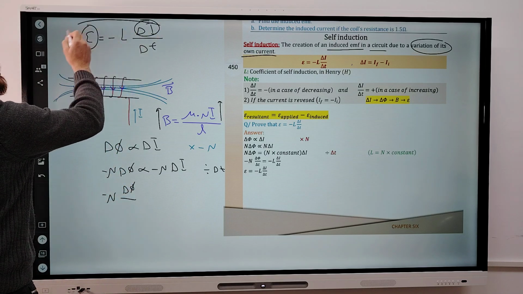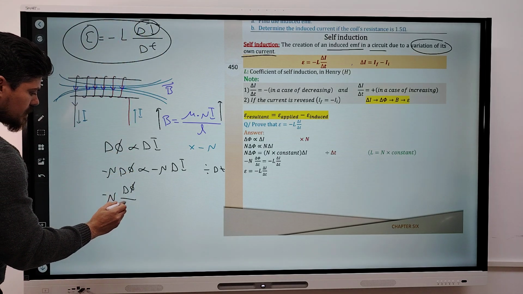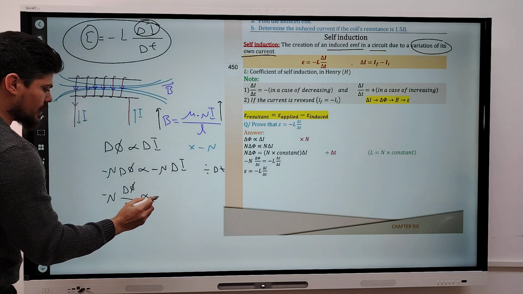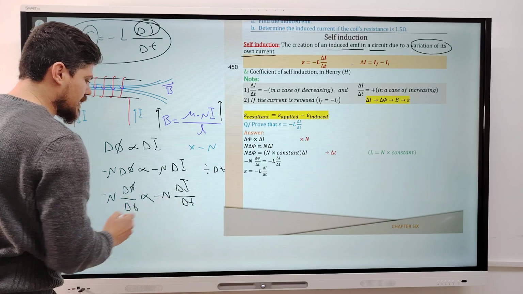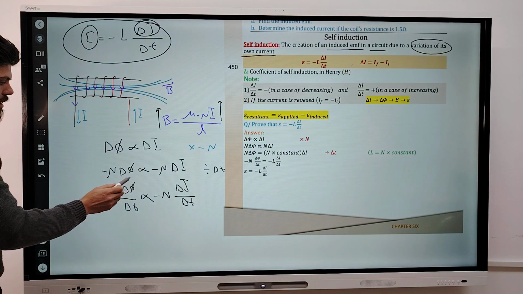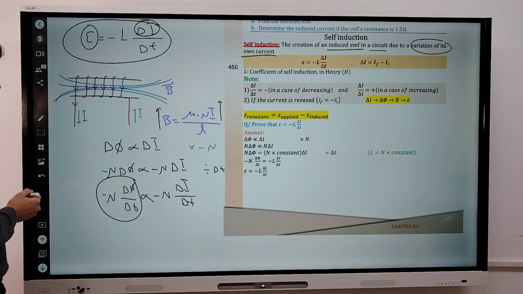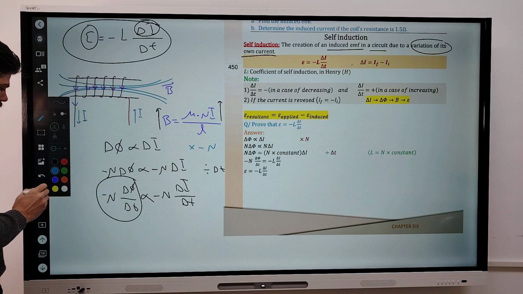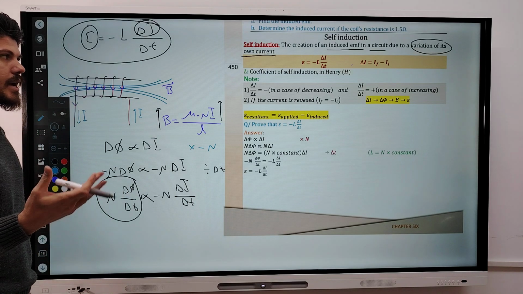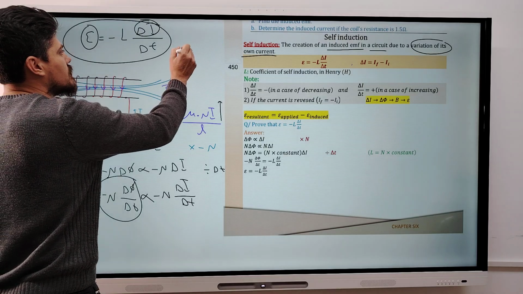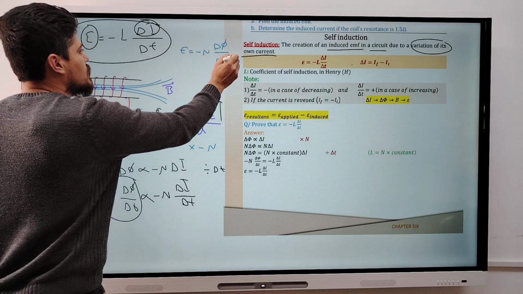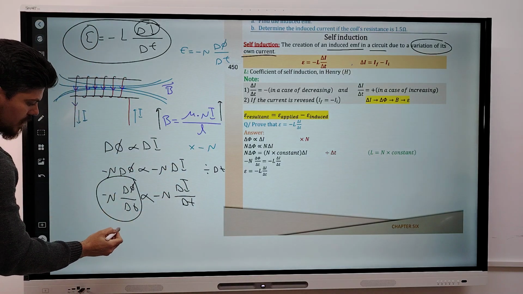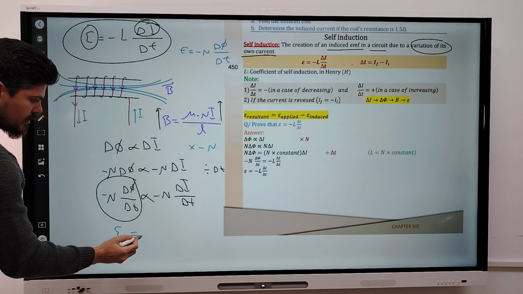Now I'm going to prove this equation. Negative N change in flux per unit of time is directly proportional to negative N delta I over delta t. If you see that, what is this? This is the equation of EMF. Induced EMF is equal to what? Negative EMF according to Faraday's law is equal to negative N change in flux per unit of time. Instead of this, we can write EMF.